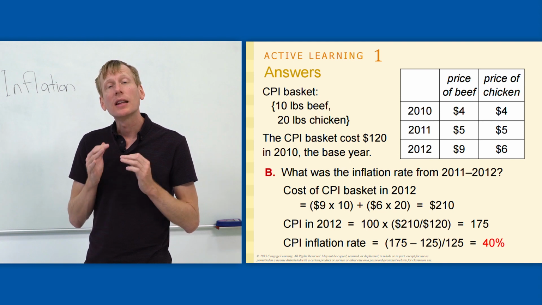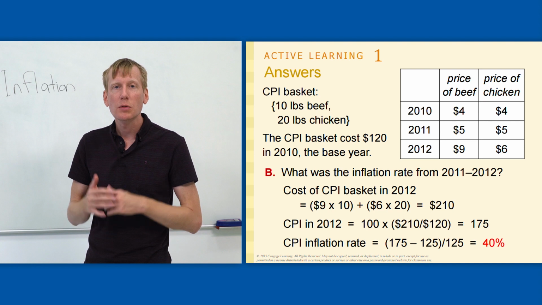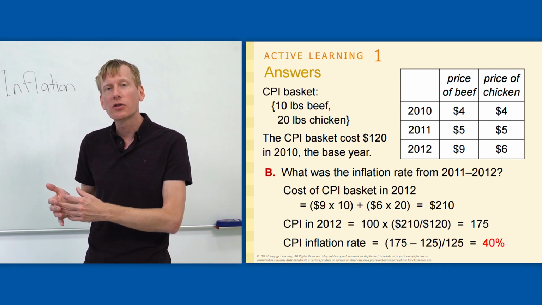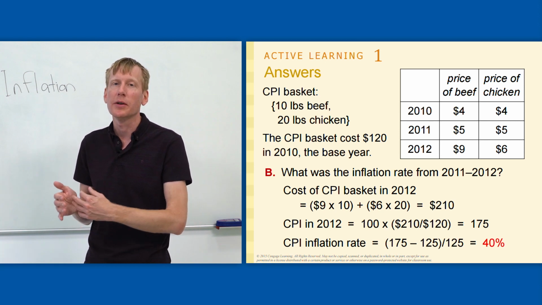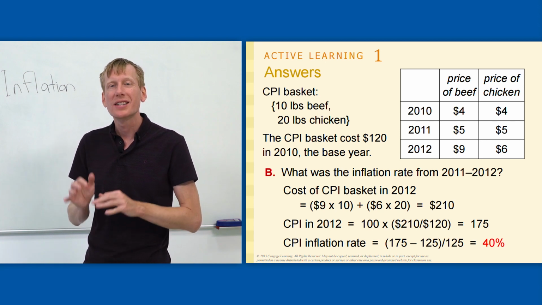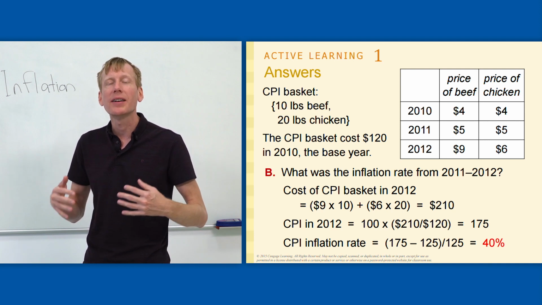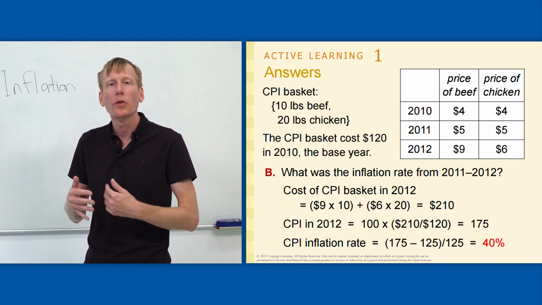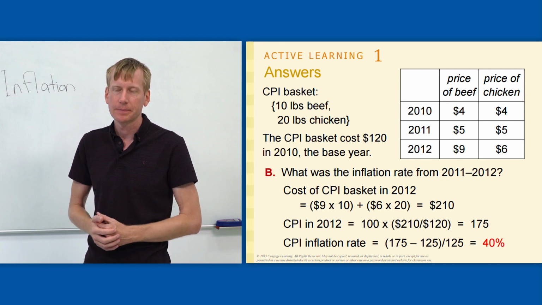Note that the increase in price of beef was much greater than 40% as we move from 2011 to 2012. But the increase in the price of chicken was much less than 40% as we move from 2011 to 2012. So the CPI price increase, the inflation rate that we calculate, is something of an average between those two goods, or a weighted average, where the weights come from the importance in our consumption basket.